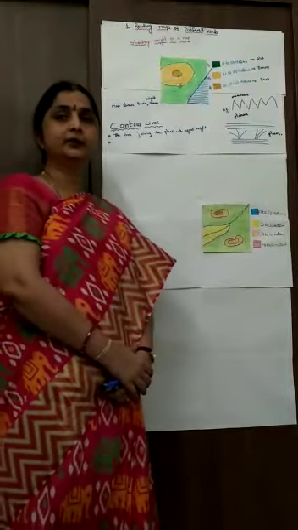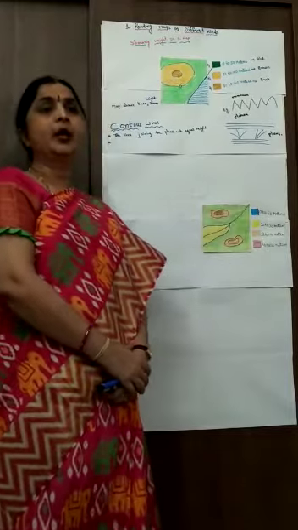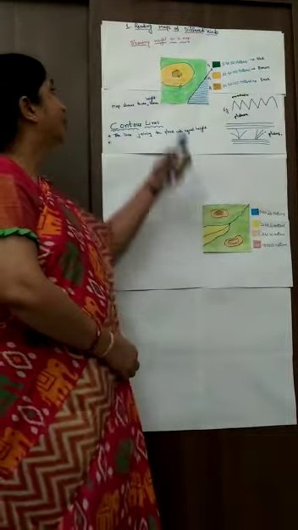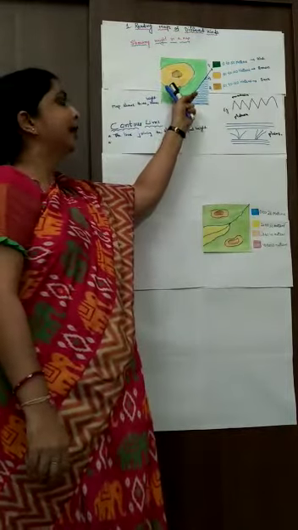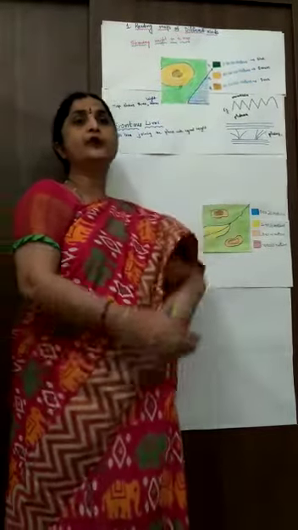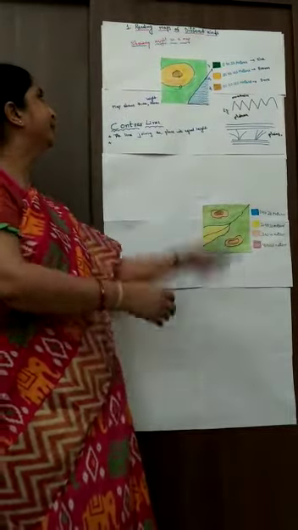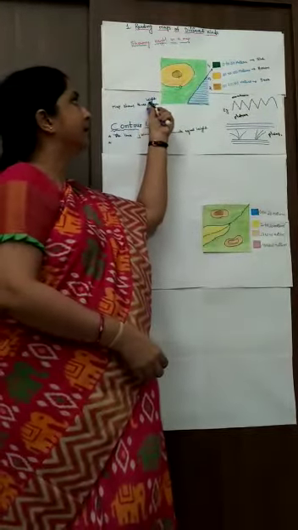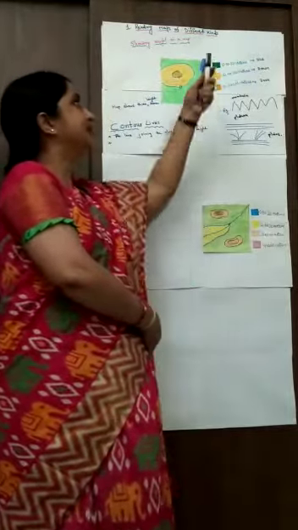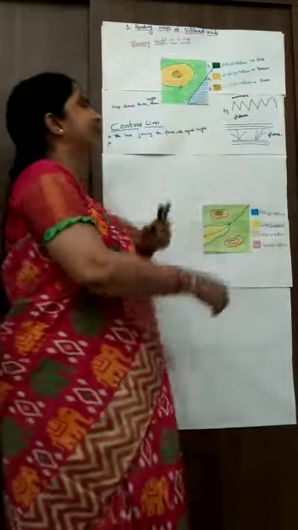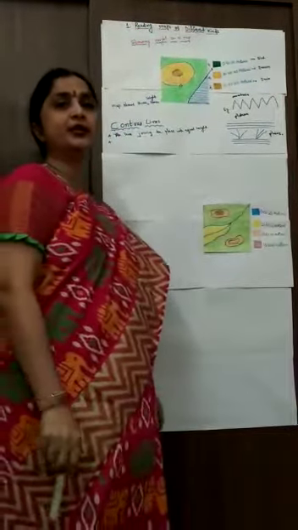Yesterday we learned about showing the height on a map. Look at the map of Nipur village. You can see the three height zones: 0 to 50 meter, 51 to 100 meter, and 101 to 150 meter. These are the three zones.